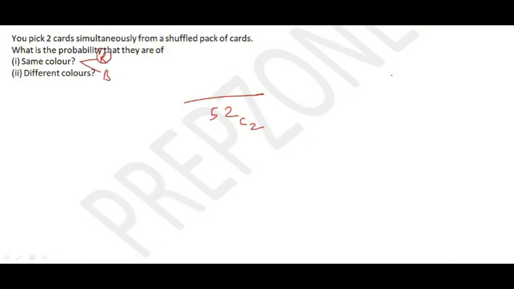So in how many ways can I have two cards of red? I have 26 cards of red, choose any two. Or 26 cards of black, choose any two. That becomes my first part. If you solve this, this comes out to be, I think, 25 by 51.